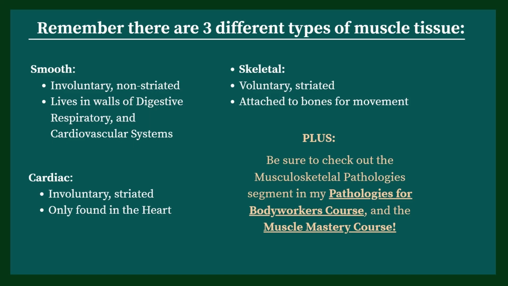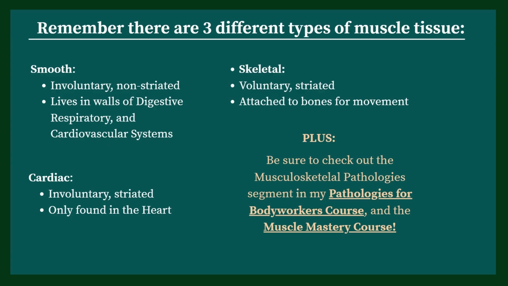Okay, so going ahead and getting started, there are 3 different types of muscle tissue, and in the tissues unit, I believe it was unit 3, we talked about the different kinds of tissues that we have. One of the subsections is muscle tissue. So there's smooth muscle, which is involuntary and non-striated, and it lines the walls of our digestive system, our respiratory system, and our cardiovascular system. And then there is the cardiac muscle, which is involuntary, striated, and only found in the heart. So those 2 are involuntary. They just happen. It's regulated by our nervous system. And fortunately, we don't have to think about that.